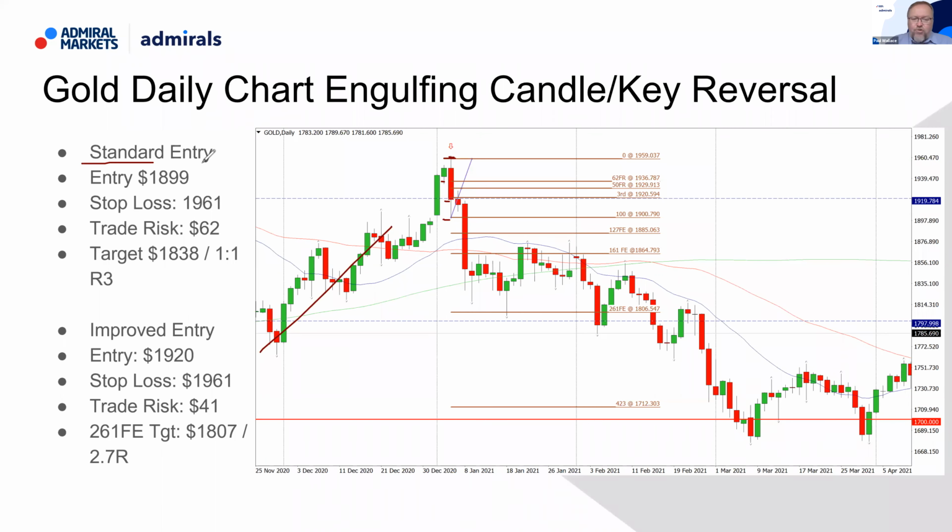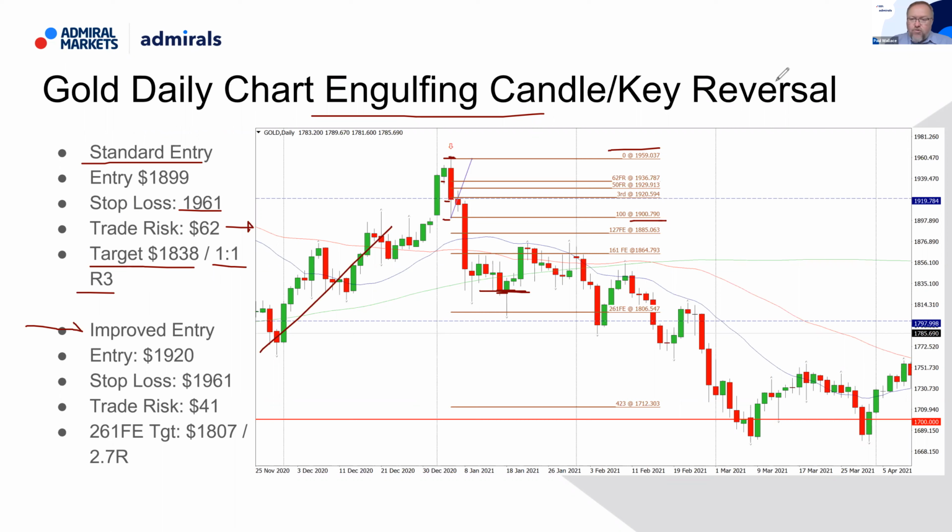Following the standard entry, you'd have been entering here at around $1899, with your stop loss above the highs there at $1961. So we know that our trade risk is $62, the distance between our entry and our stop loss. Based on how we were talking about trading an engulfing candle, our target is $1838, which gives you a 1-to-1 reward to risk ratio. And that's fine. We can see that the trade does get down to around there.